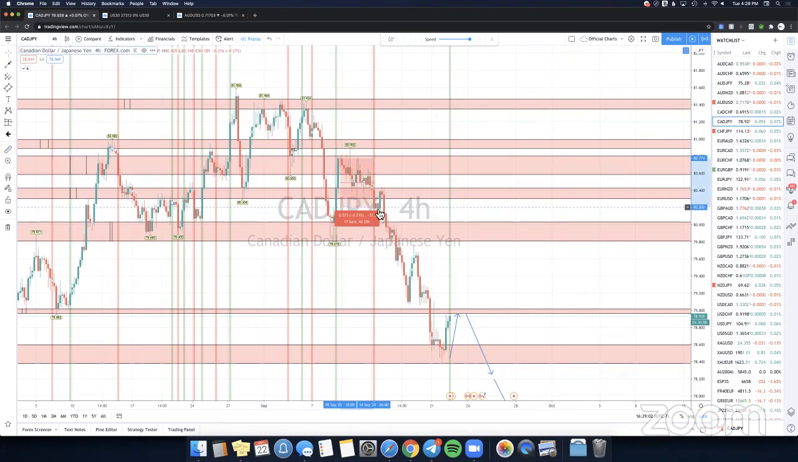Because if I'm just patient and I wait for this entry right here, I could still make a ton of pips going down here as well. So right here, I'm anticipating a rejection off this point.